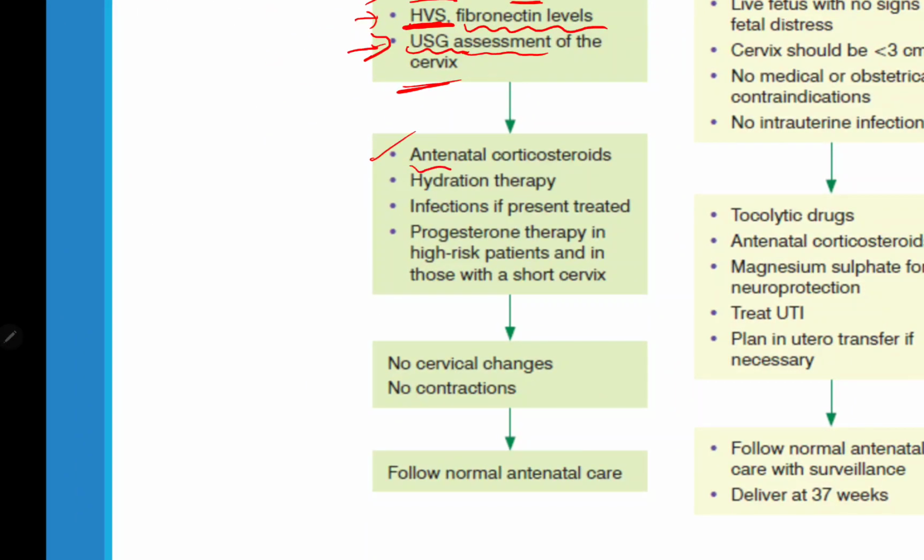First I'll be administering antenatal corticosteroids. Hydration therapy is given. Infections, if present, should be treated. Progesterone therapy in high risk patients and in those with a short cervix must be administered. So what all medical management? Antenatal corticosteroids, definitely, for fetal lung maturation. Hydration therapy, and if there are any infections, they must be treated. Progesterone therapy in high risk patients and those with a short cervix must be given.